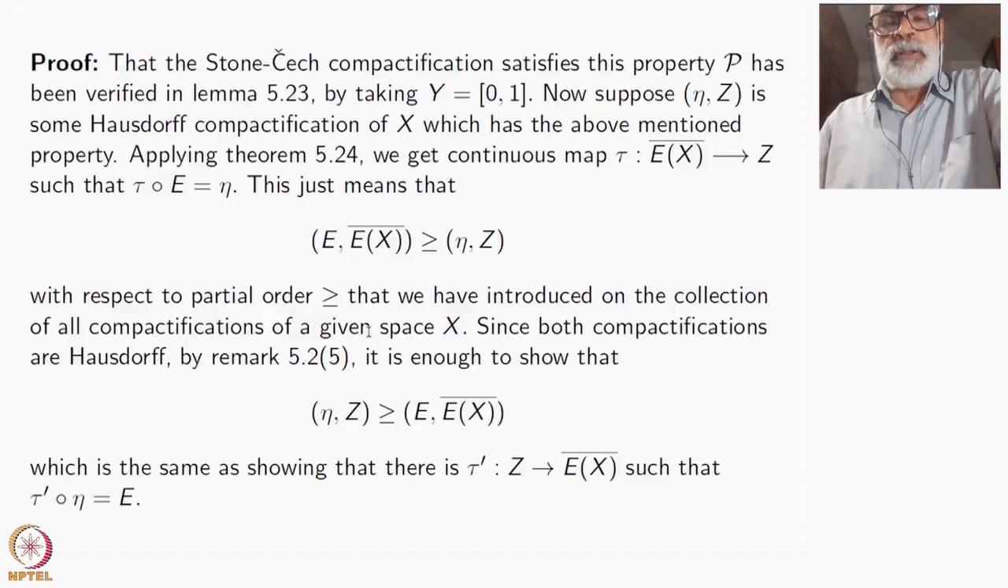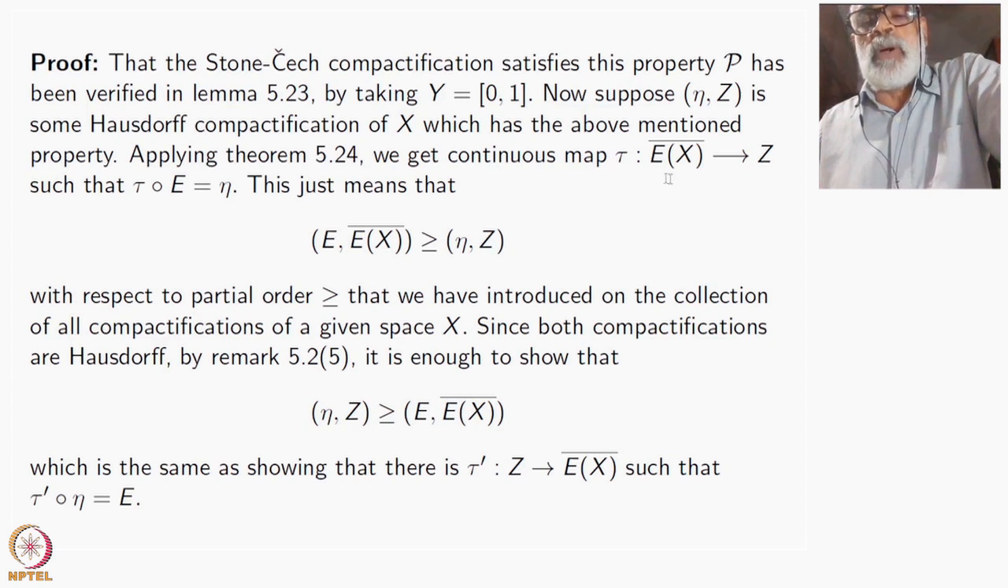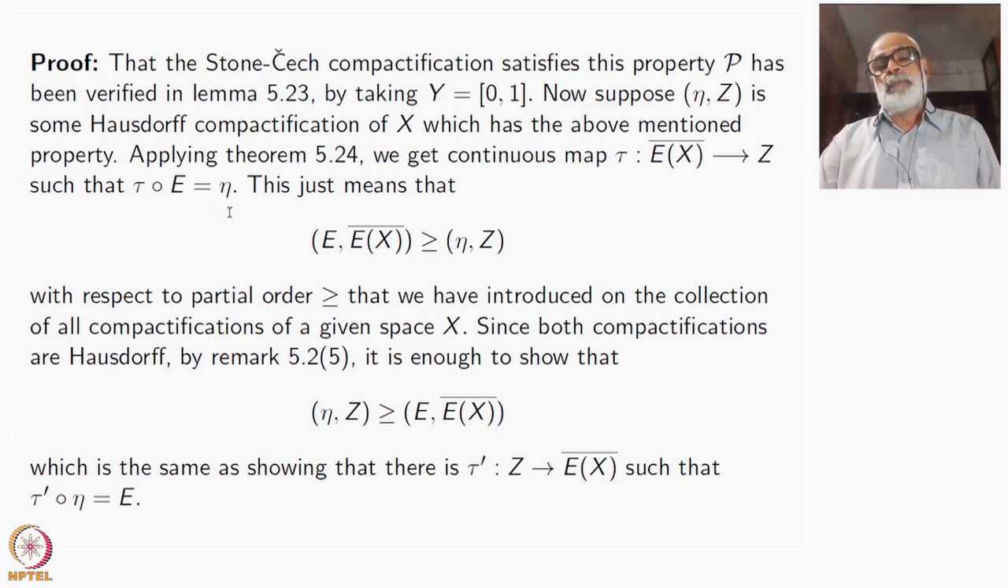So the proof is not all that difficult. First of all, the Stone-Cech compactification itself has this property, as a special case of 5.23, which I have just told, by taking Y equal to [0,1]. Now I want to prove the converse. Suppose (eta, Z) is some Hausdorff compactification of X which has the above mentioned property P. Applying 5.24, we get a continuous map tau from X bar to Z such that tau composite e equals eta. This just means that X bar is bigger than or equal to (eta, Z). This we have already proved.